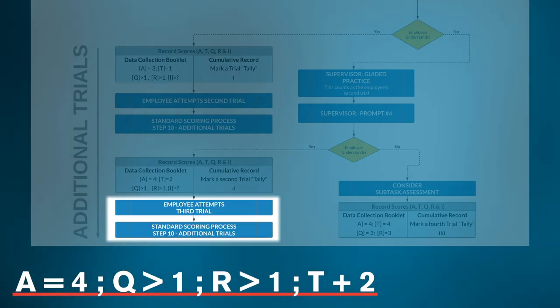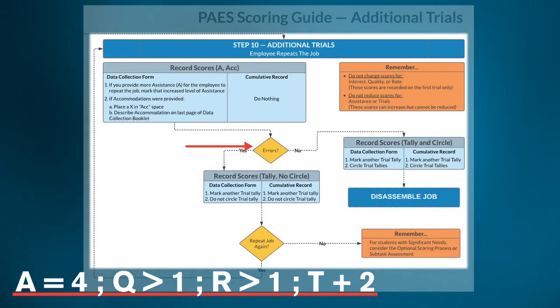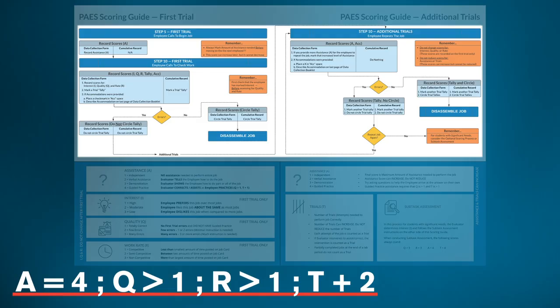Now let them attempt the job for what will be counted as the third independent trial. Then again, when the employee calls you over to check their work, follow the standard scoring process for step 10, additional trials. Always remember to follow the scoring guidelines in the standard scoring flowchart for any score not indicated in the optional scoring flowchart.